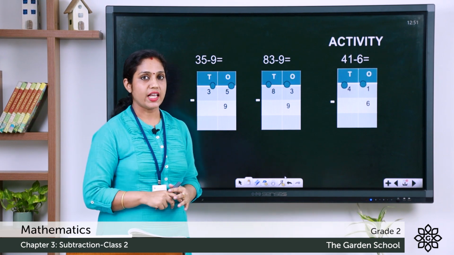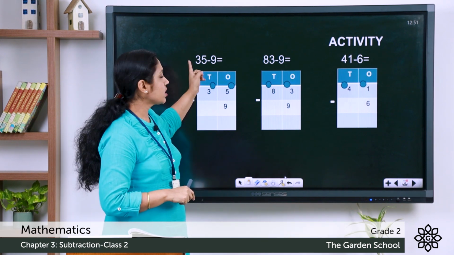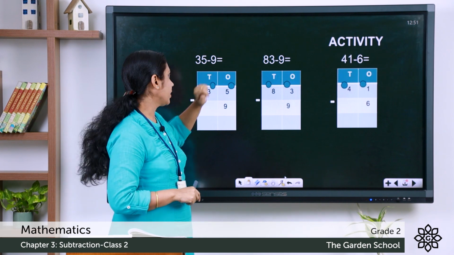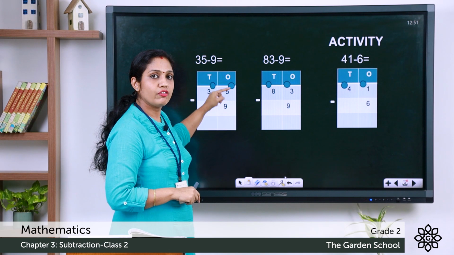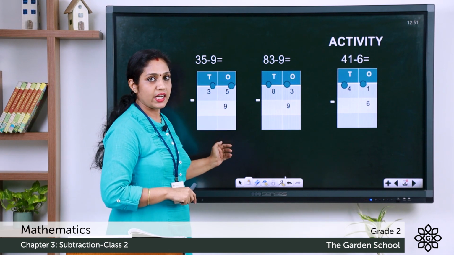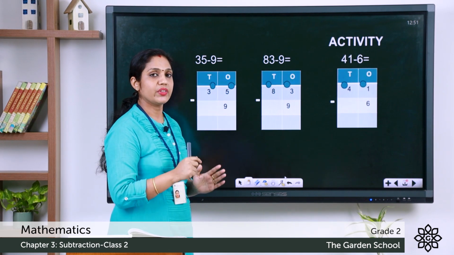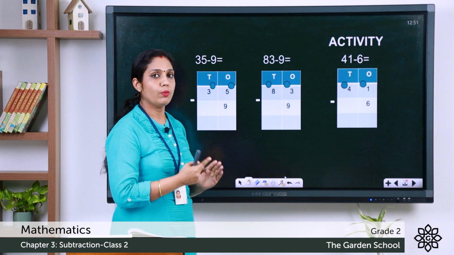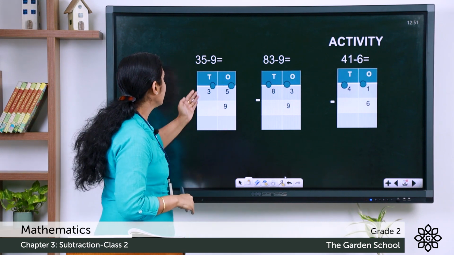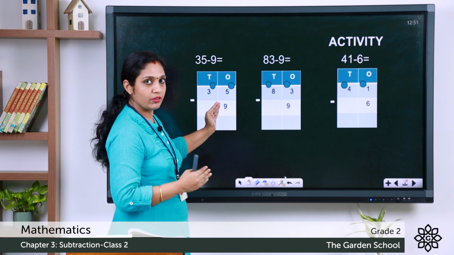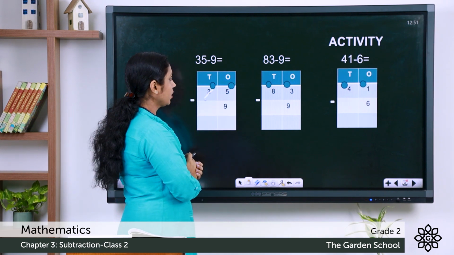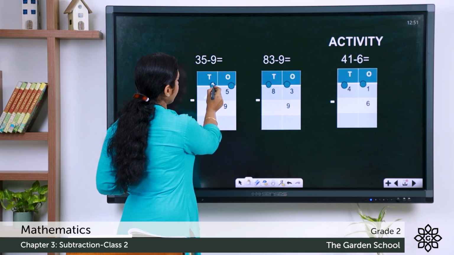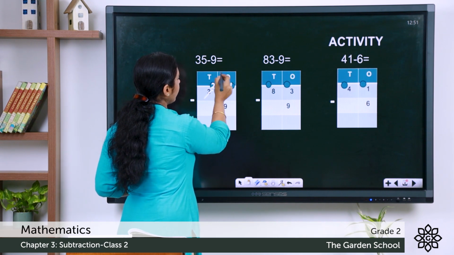Now let's check the answers. We have first 35 minus 9. So first we have to subtract 9 from 5. 5 minus 9. Which is greater? 9 is greater. So we need to borrow from the tens place. So 5 minus 9, we are not able. We are going to 3 and we are writing 2 here. And we get 15 here.